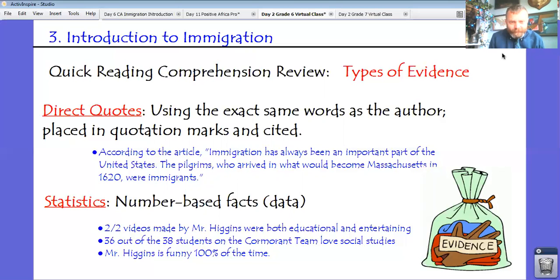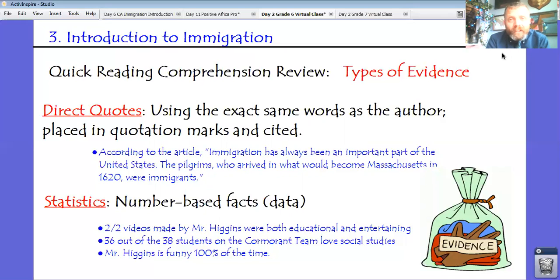It's data. So for example, 2 out of 2 videos made by Mr. Higgins were both educational and entertaining. That would be a statistic. 36 out of the 38 students on the Cormorant team love social studies, also a statistic. And I want to know who those 2 students who don't love social studies are. We're going to figure that out. And finally, Mr. Higgins is funny 100% of the time. Definitely a statistic.